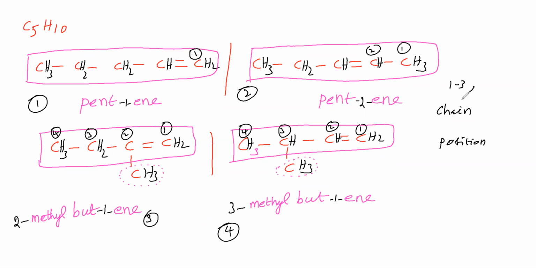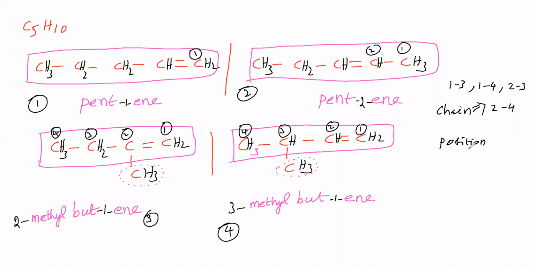Then 1 and 4, correct. Then 2 and 3, yes. Then 2 and 4, yes. How do we say in 2 and 4 the parent chain length is different? In 2, the number of carbons in the parent chain is 5. In 4, the number of carbons in the parent chain is 4. Therefore the parent chain length is different. Here chain length is more, here chain length is less. Therefore these are called chain isomers.